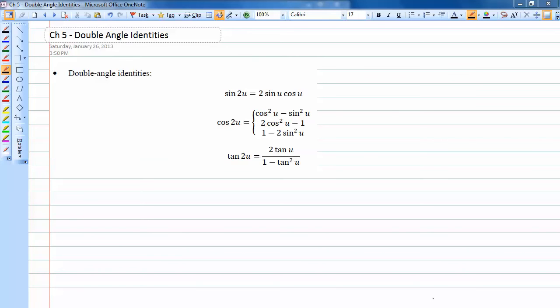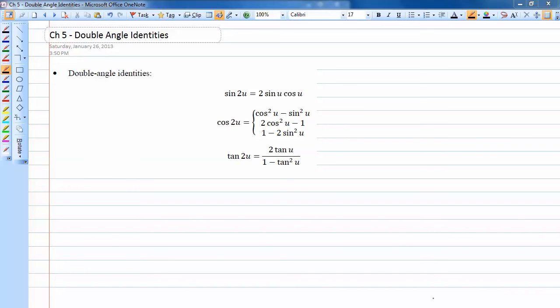So let's look at where these double angle identities come from. They're pretty commonly used. I feel like the sine one and the cosine one are used quite a bit. The cosine one, really the only one I've memorized is the top one. The other two come out of using the sine squared plus cosine squared equals 1 rule.